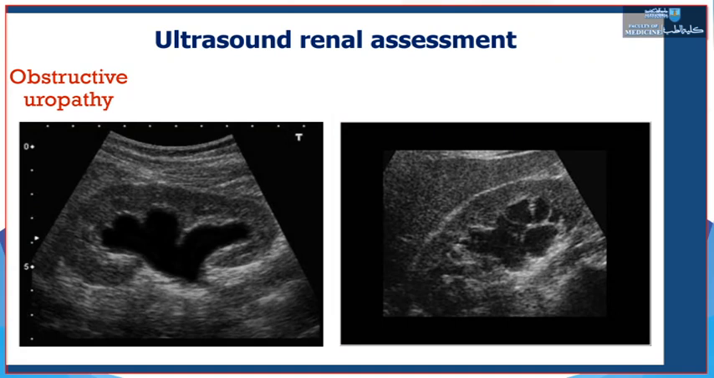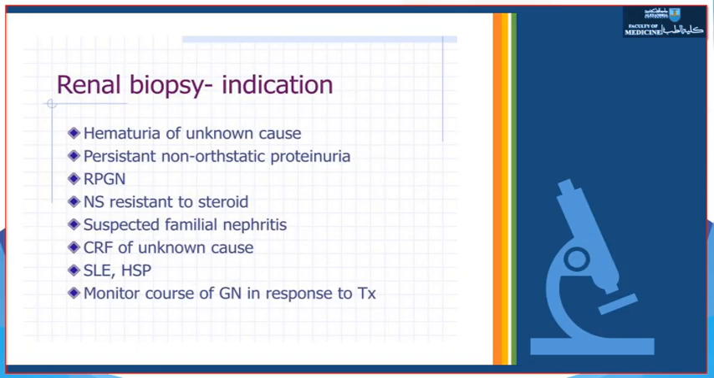And of course, it is very important to make the diagnosis of, and to exclude, the presence of obstructive uropathy, as you will have to do an immediate intervention. So when to proceed to a renal biopsy: hematuria of unknown cause, persistent non-orthostatic proteinuria, RPGN, nephrotic syndrome resistant to steroids, suspected familial nephritis, SLE for example, and to monitor the course of GN in response to treatment.